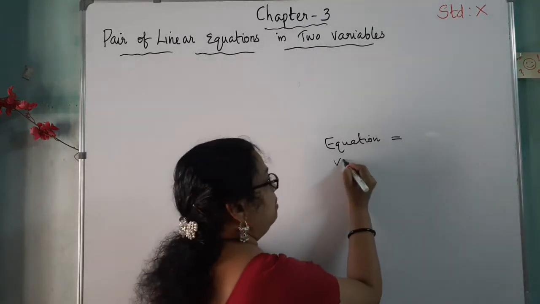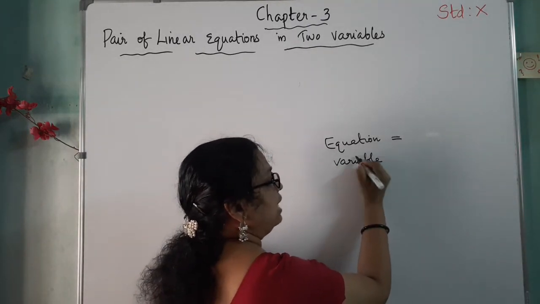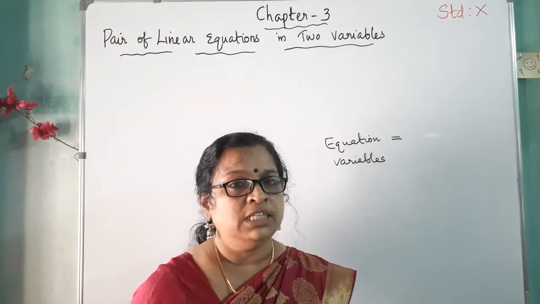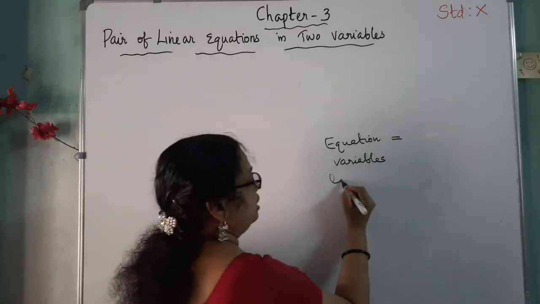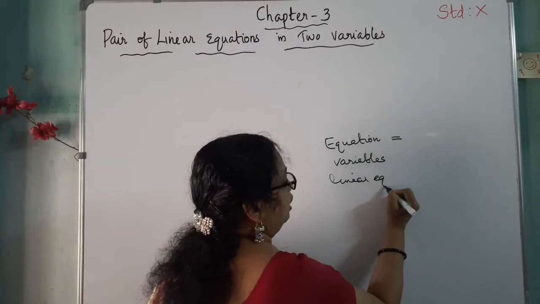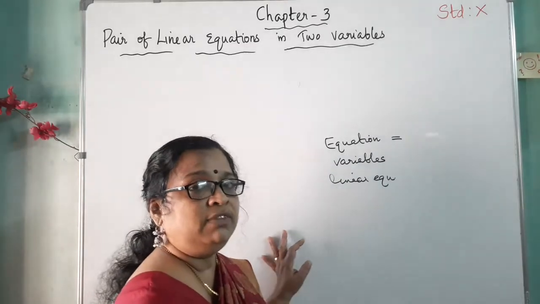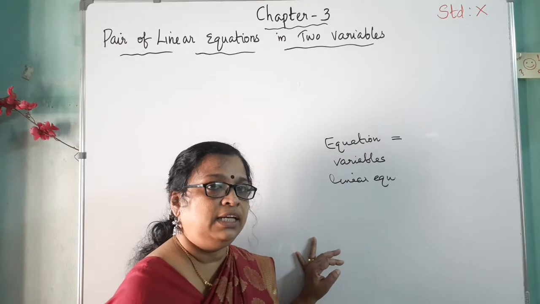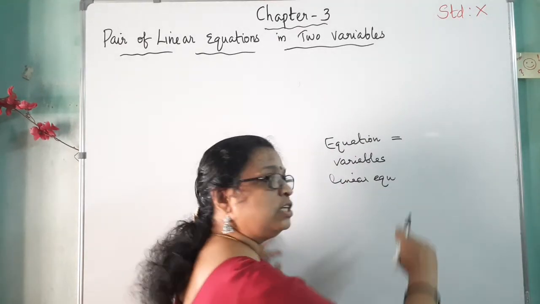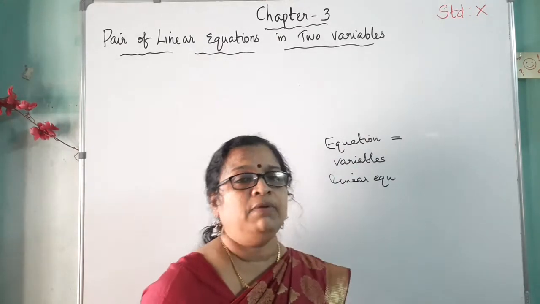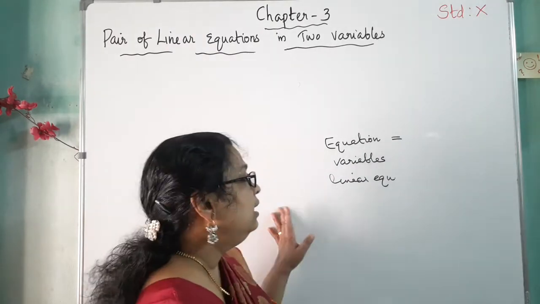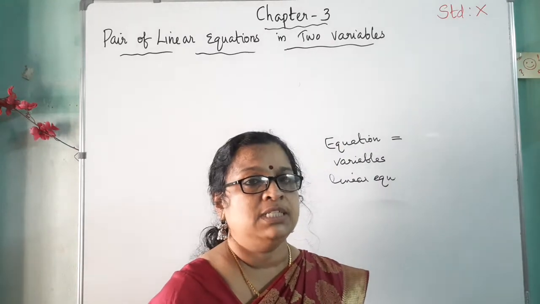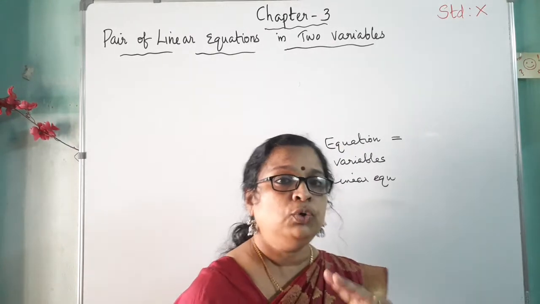Okay, then variables. What do you mean by variables? You know that the name shows that variables means it can vary. Usually we use small alphabets for variables. Then linear equation. Then linear polynomial we studied, that is the highest power of that variable is 1, then that is called a linear polynomial. That way linear equation means that the equation's highest power of that variable is 1, then that is called a linear equation. Linear equations in two variables means that equation consisting of two variables.